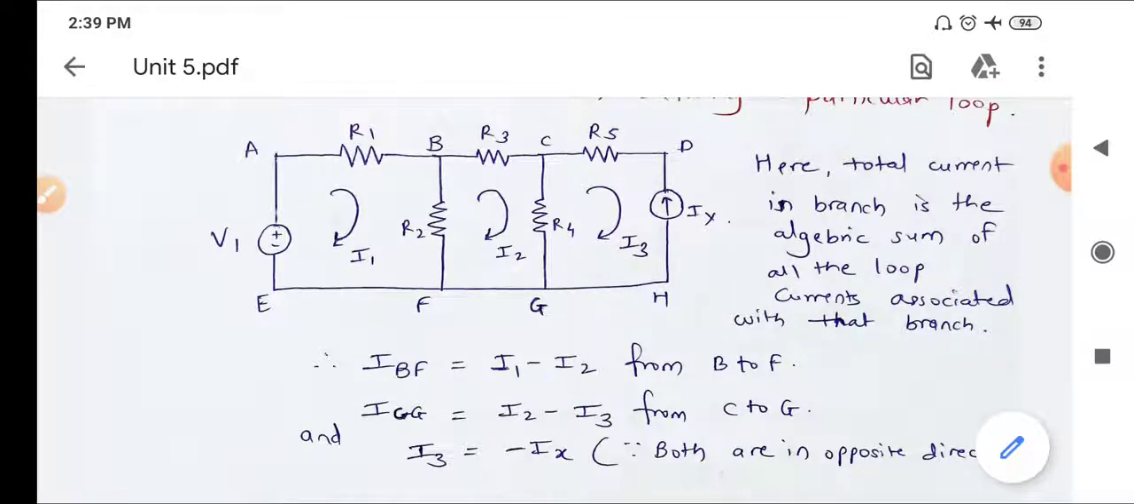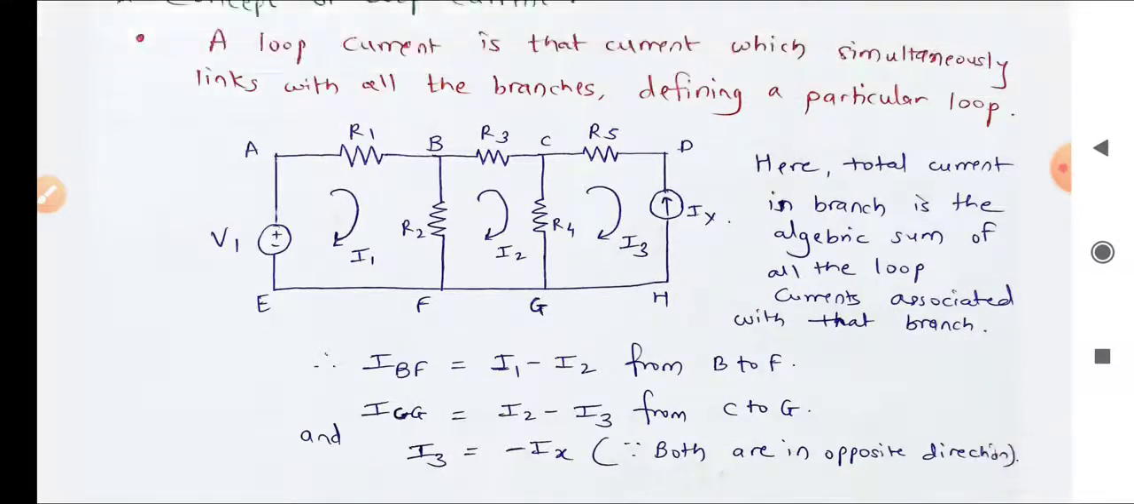Now, how to find the total current in that particular branch? Whenever a common branch is there, the total current in that common branch is the algebraic sum of all the loop currents associated with that branch. Hence, if I want to find the current in BF, I am tracing the path from B to F, so it is I1 minus I2. Why is it I1 minus I2? Because I1 is in the same direction as the traced path. And for branch CG, it is I2 minus I3. ICG is I2 minus I3.